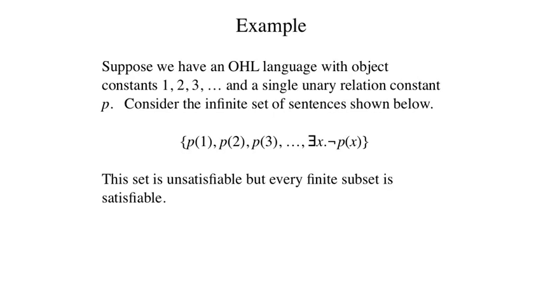So that's clearly unsatisfiable. Our ground atoms say that p is true of everything, but our existentially quantified sentence says there's something for which p is not true. However, if we were to remove any single one of these sentences, the set as a whole would be satisfiable, and therefore every finite subset is satisfiable.